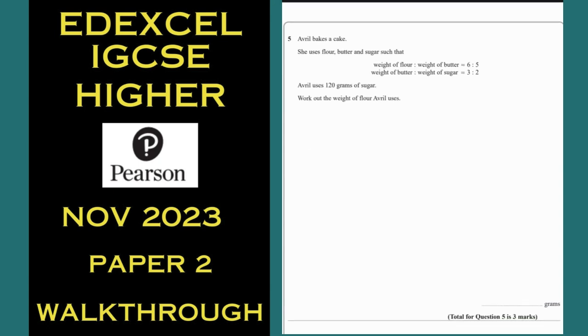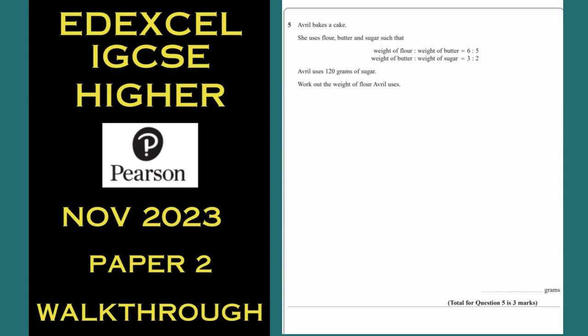Number 5, wordy ratio, but actually wordy joined up connected ratios, whatever you want to call it. Never a fan of these questions always move left to right. I'm much more of a fan of saying flour to the butter is 6 to 5. Butter to the sugar is 3 to 2. We use 120 grams of sugar. Your multiplier is 60. So we do the same for B. That gives us 180. That now means we can take it across to here.